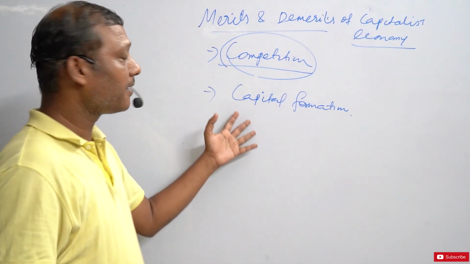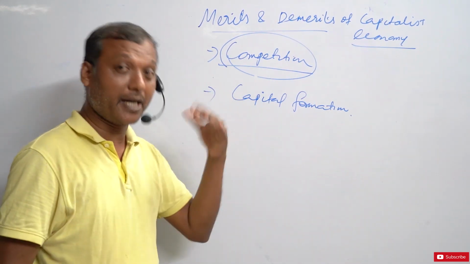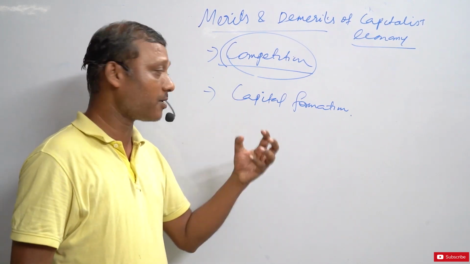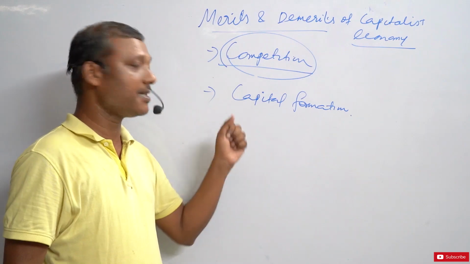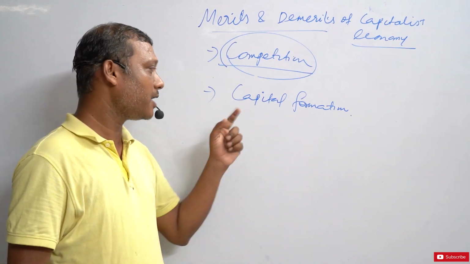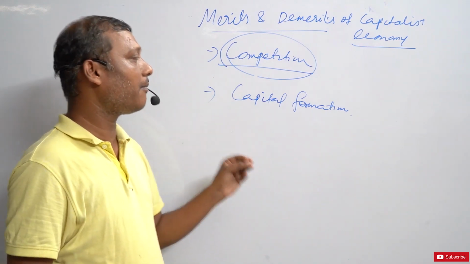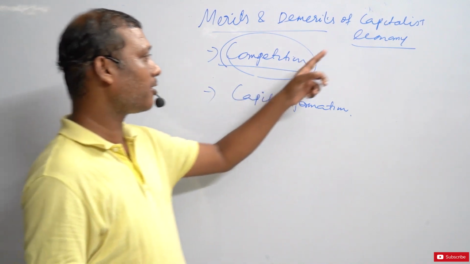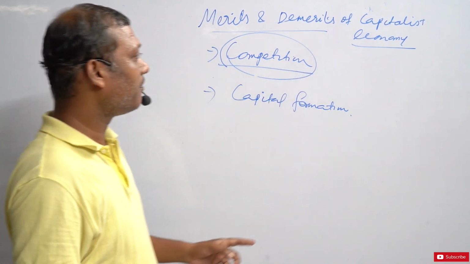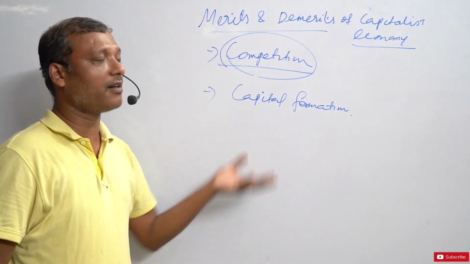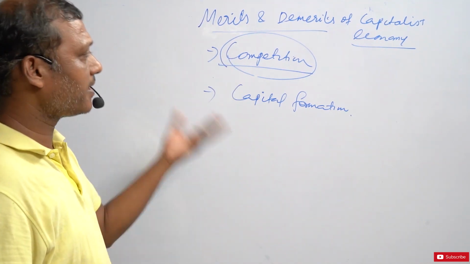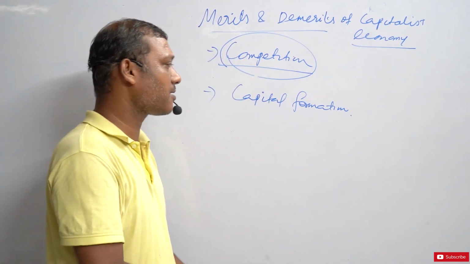But here, as the resources are owned by the private individuals, they gather the resources, and in those systems, capital formation or capital deficiency is not the major issue. That is why capital formation is of great importance in a capitalist economy. That is one of the merits of a capitalist society. So we have discussed the merits. There are some other merits, other advantages of a capitalist economy that we can also discuss.